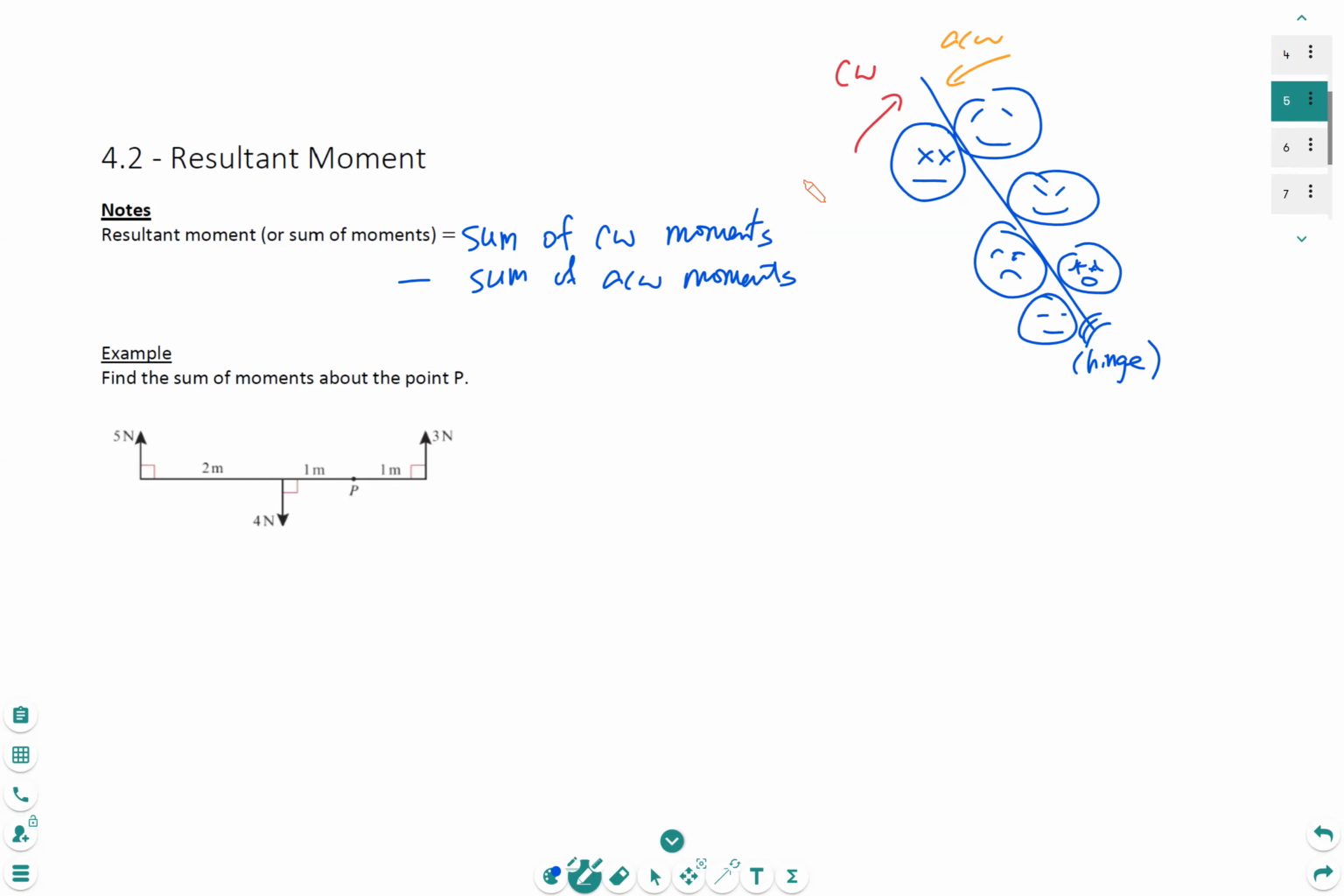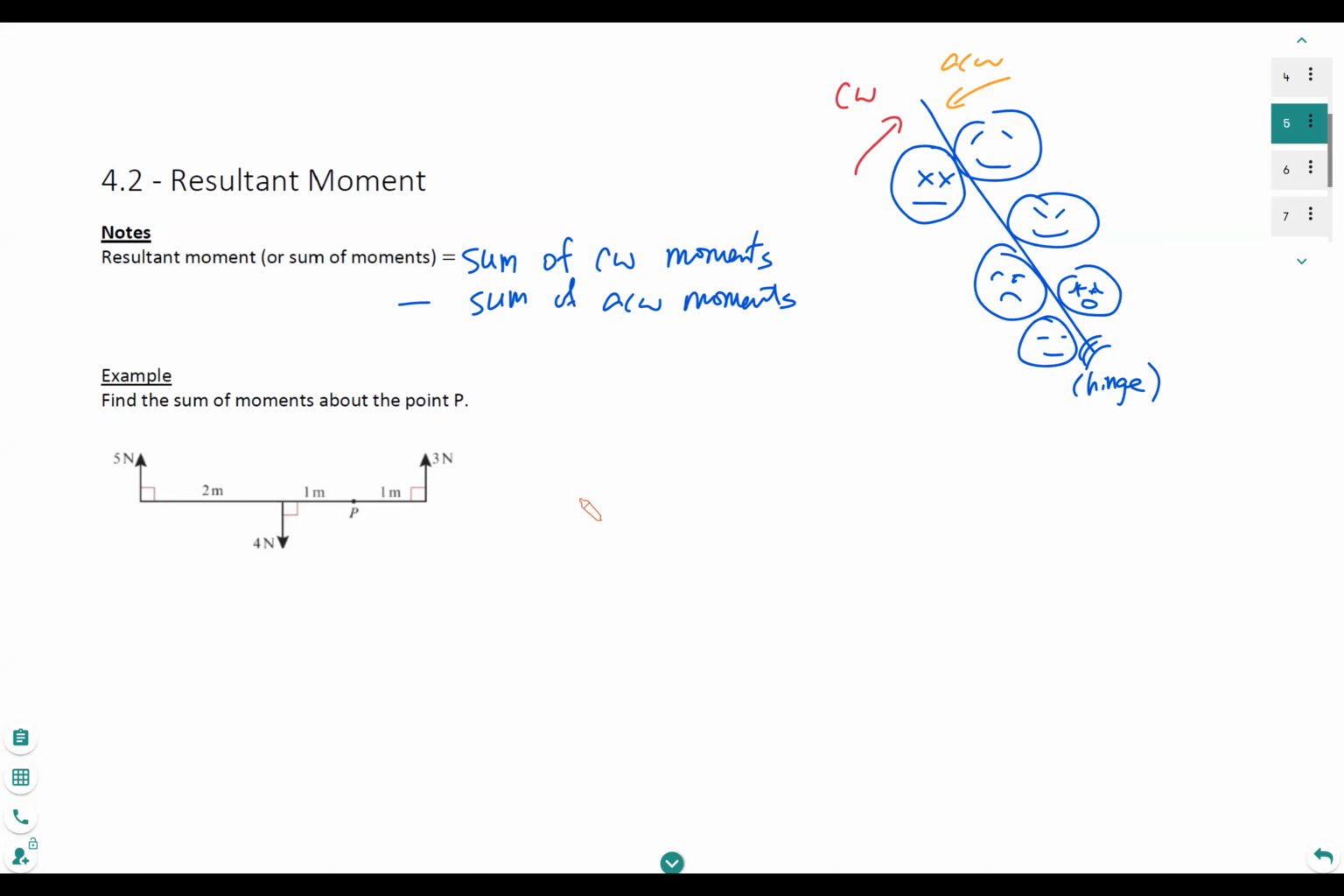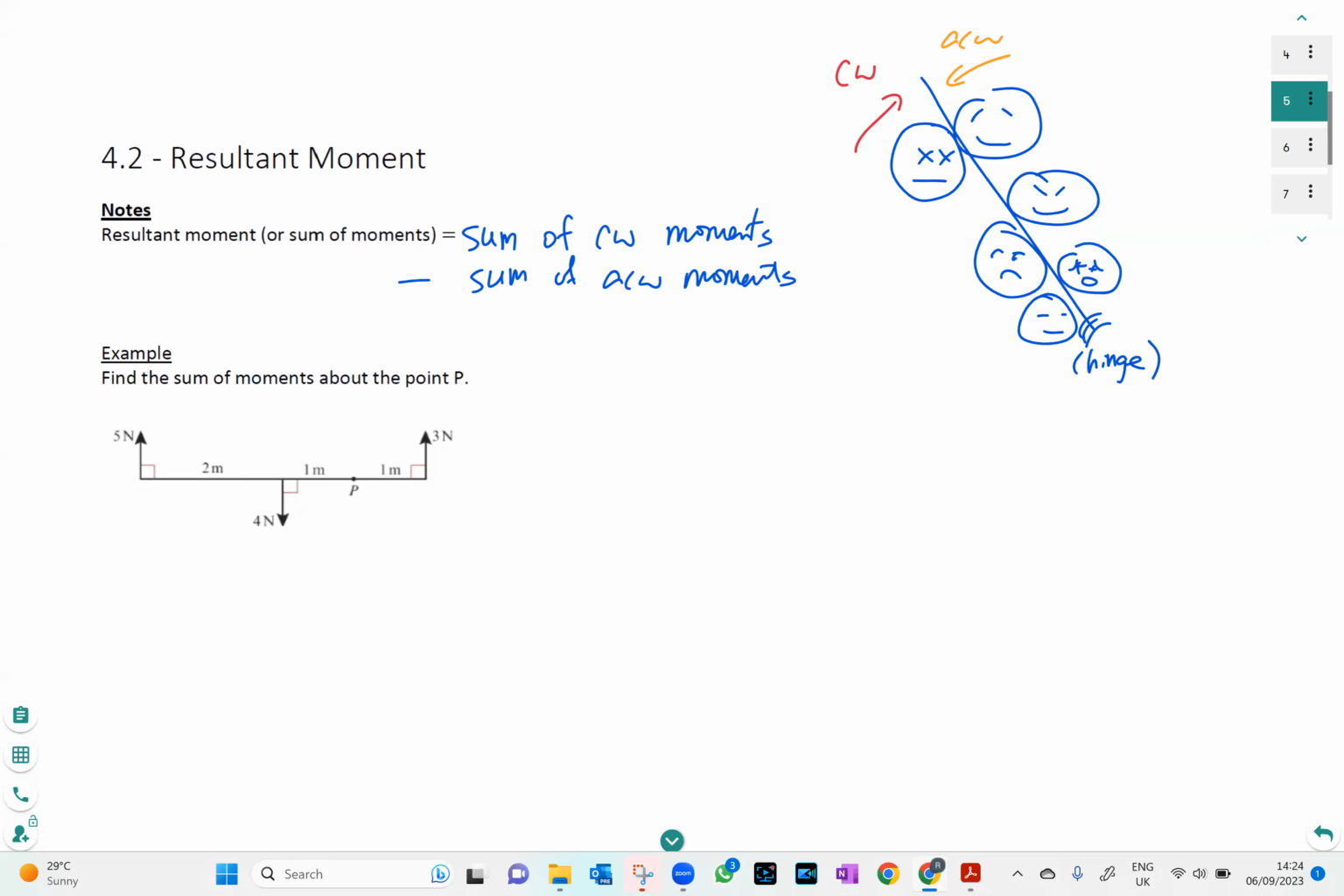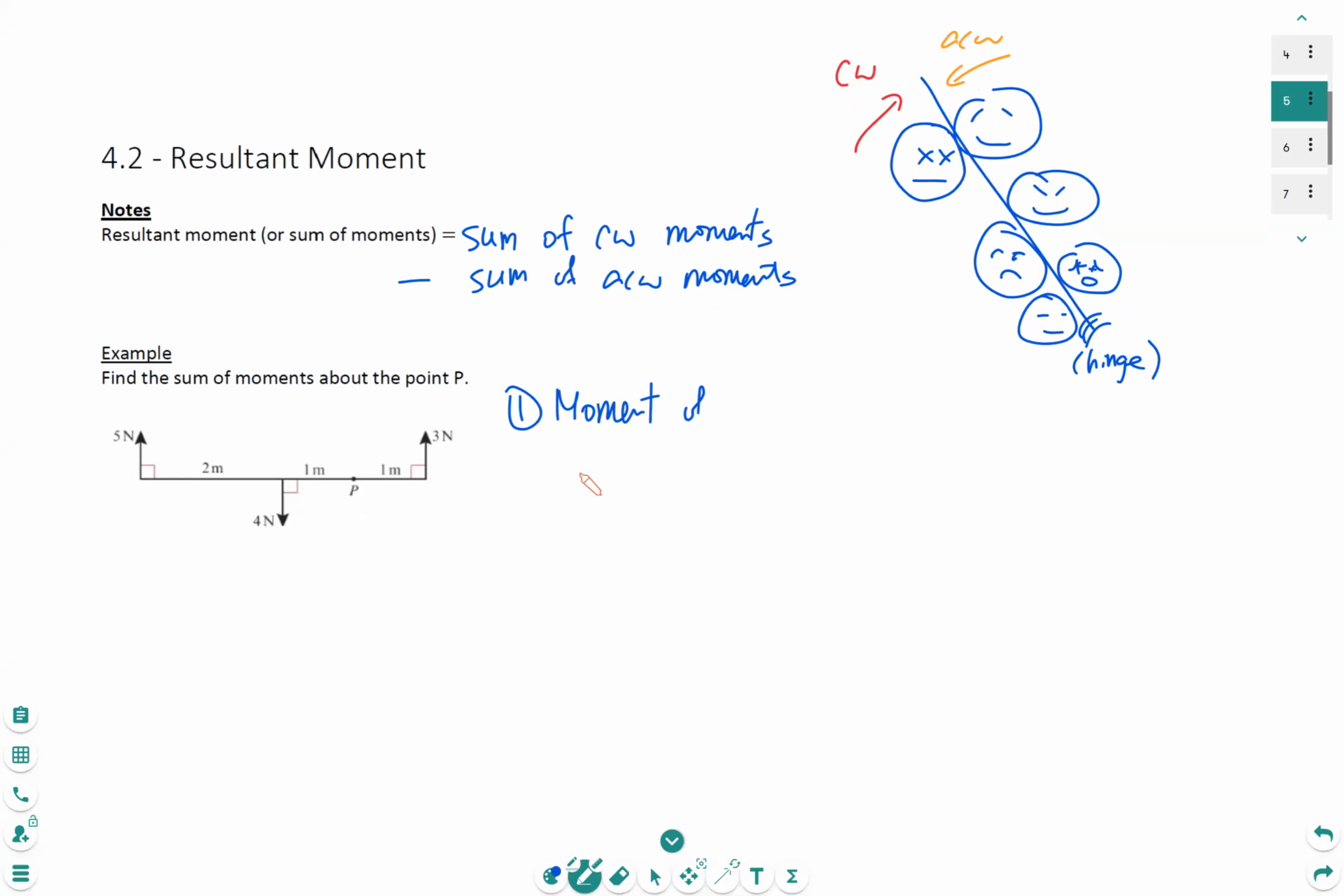All right? So we'll have a look at an example. Find the sum of moments about point P. You've got 3 forces on there: the 5 Newton, the 4 Newton, and the 3 Newton. To find out which direction will win, clockwise or anti-clockwise, you have to work out the moments of each force. So step 1, you have to work out the moment of each force to begin with.